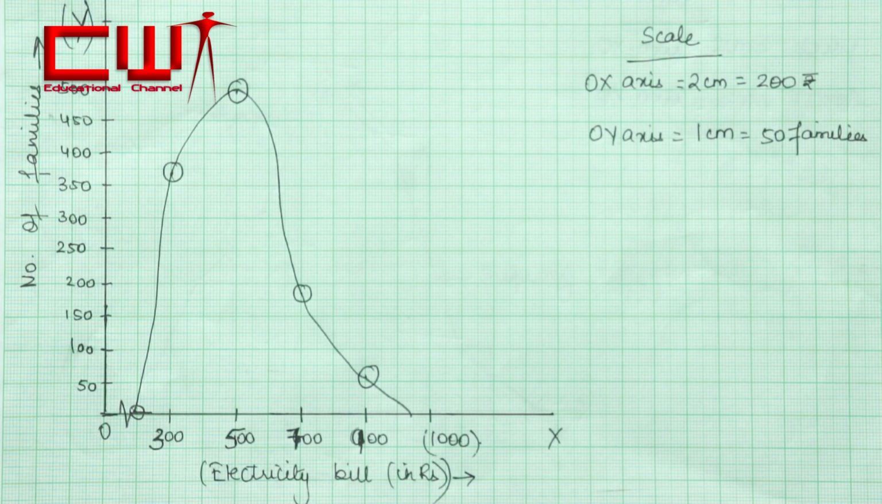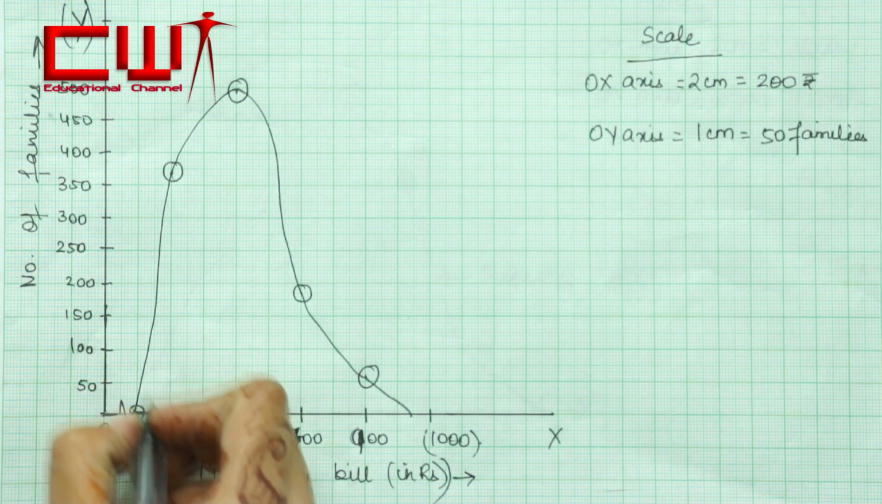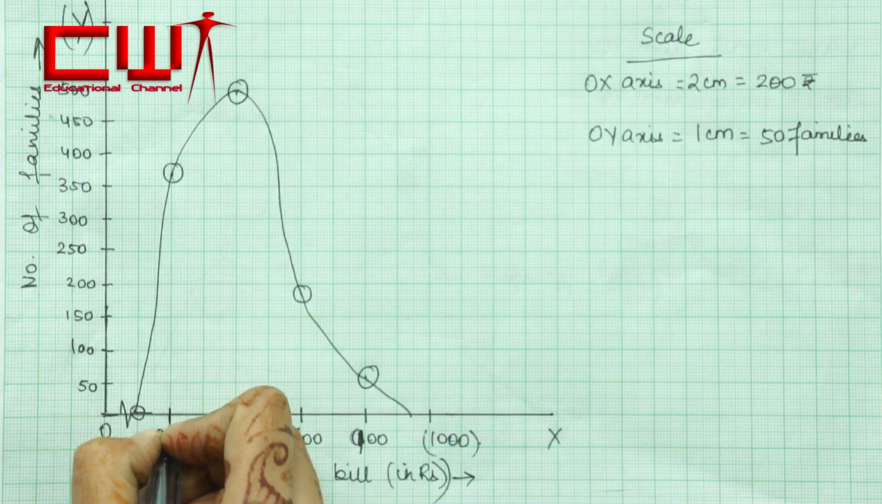How will you draw a frequency polygon? Because in the last question, you joined the middle points of the histograms. But there are no histograms here. What are the middle points? Your first class is how much? 200 to 400. What is the midpoint of 200 and 400? 300. So you mark 300 on the OX axis.